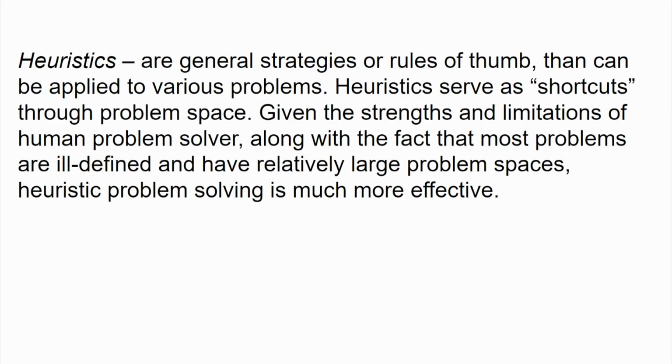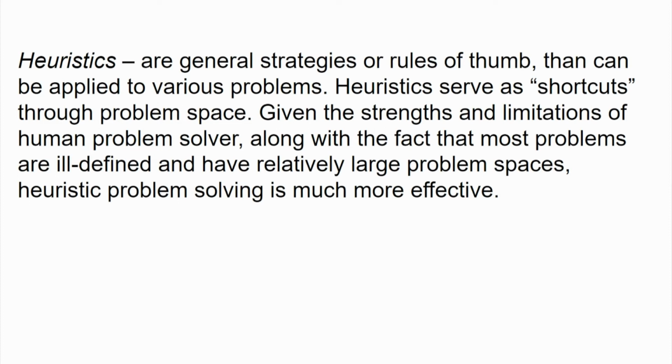Another interesting way of coming up with solutions to a problem is using a heuristic. Now, what is a heuristic? These are general strategies or rules of thumb that can be applied to various problems. So, basically, one way is using the algorithm, another way of solving a problem is using a shortcut, and this shortcut, or mental shortcut, or rule of thumb, is called a heuristic. So, this serves as a shortcut through problem space.